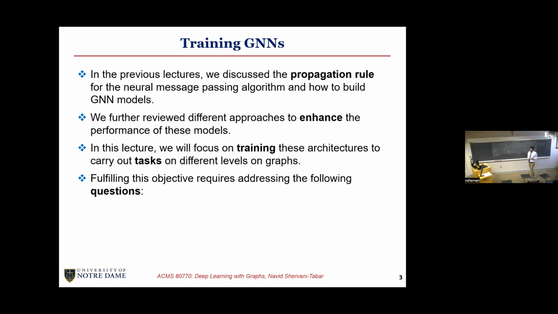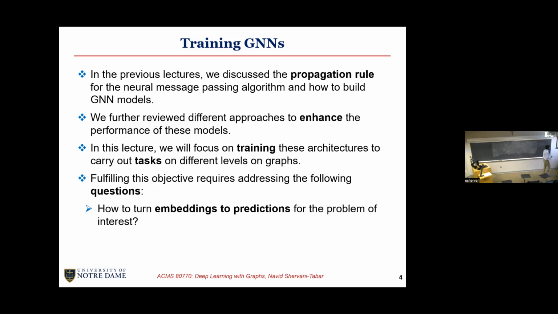So to do that, we need to answer two questions. At the outer layer of our graph neural network, what we have is some embedding. It's either a node embedding, an edge embedding, or a graph embedding, which is the output of some pooling, right? So the first thing we need to answer is how to turn these embeddings into predictions.